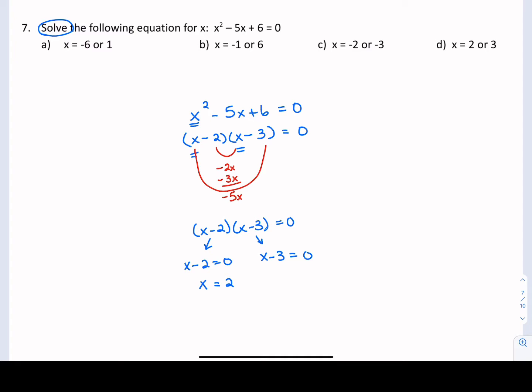If we do the same thing for x minus 3 and we get x all by itself, we have to move that -3 over to the right side, so we're going to add 3 to both sides. So 0 plus 3 is going to be positive 3. What that means is we actually have two solutions for this equation. We have x equals 2 or x equals 3. So your final answer should be D for question number 7.